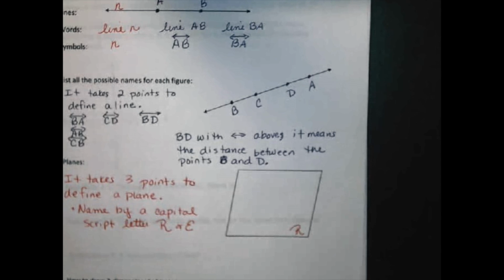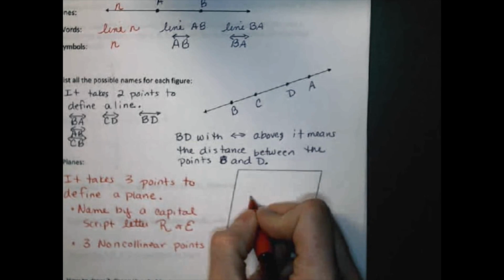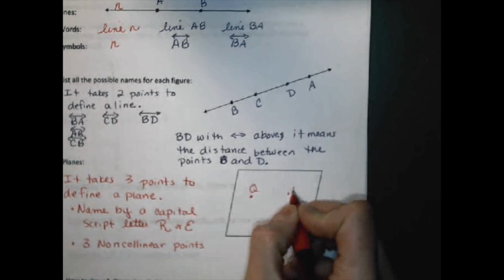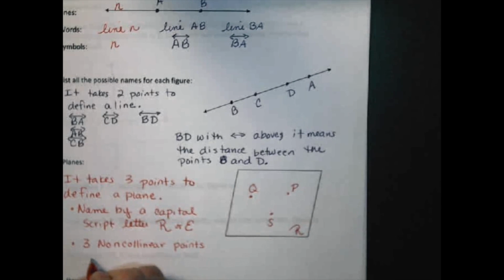The other way to name it is by using 3 non-collinear points. Keep in mind, non-collinear means that the points are not all on the same line. So in this particular plane, if I had the points Q, P, and S, I could name this plane QSP. Notice there is no symbol written above. It's simply the 3 letters.